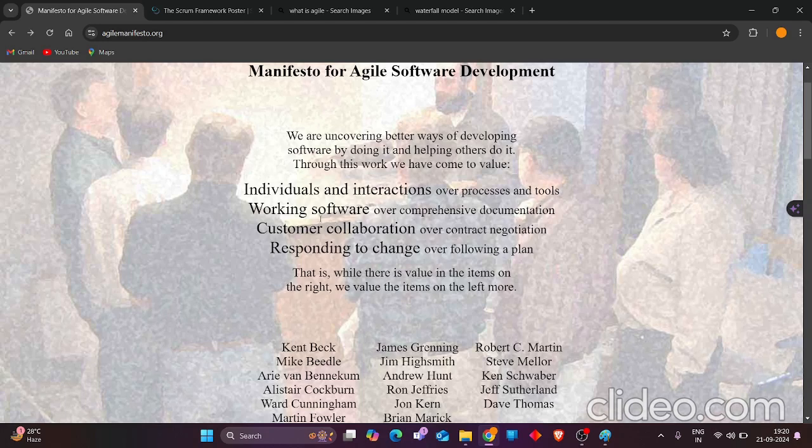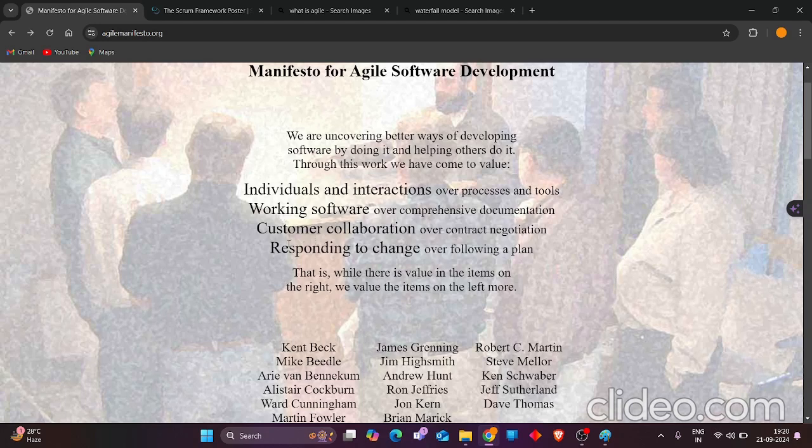Working software over comprehensive documentation. It's a very good point. The team should be giving more of their time to working on the software than to documentation, because no one likes documentation. For example, if you are buying a mobile phone, you are going to see whether the phone is working or not. You are not going to look at the documentation it comes with.